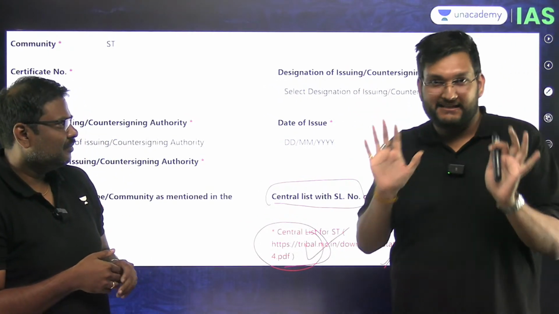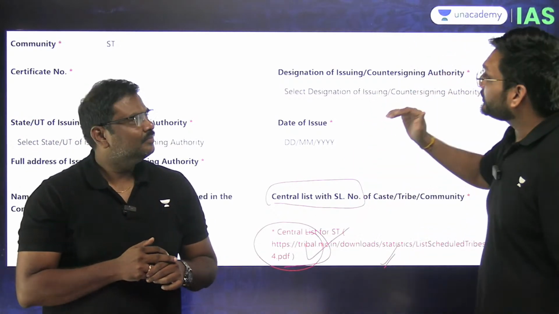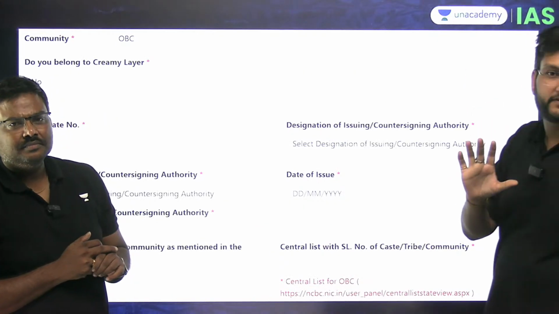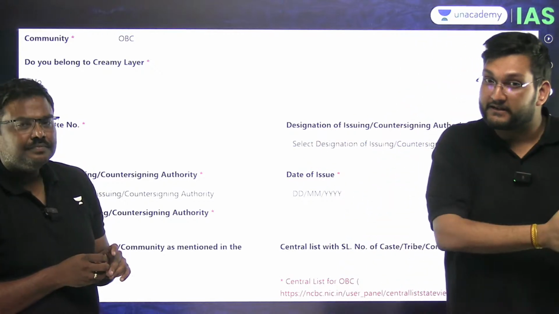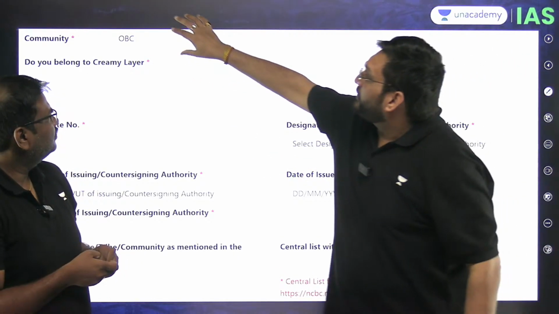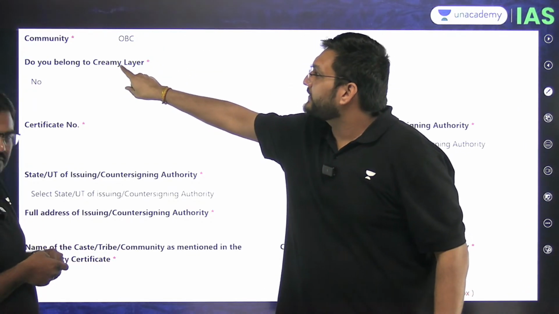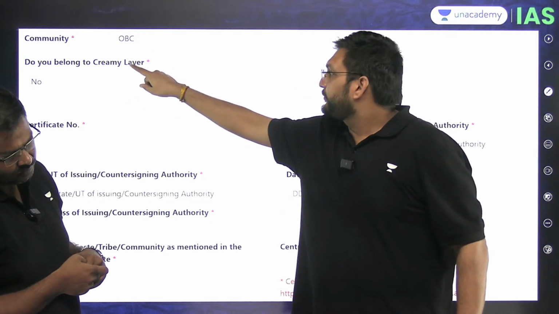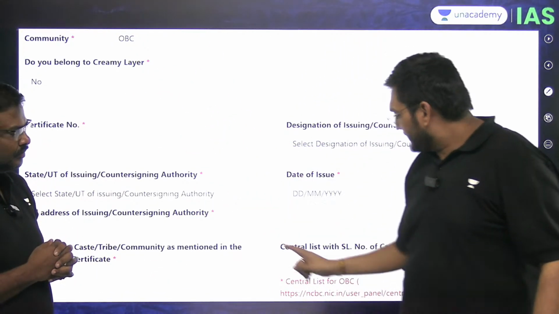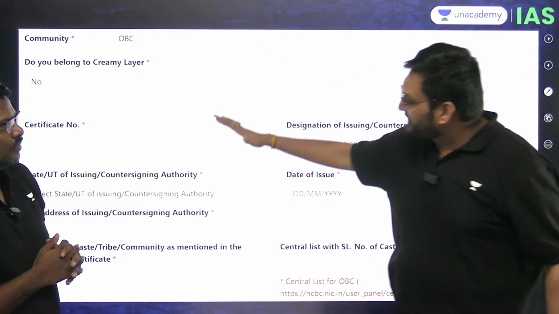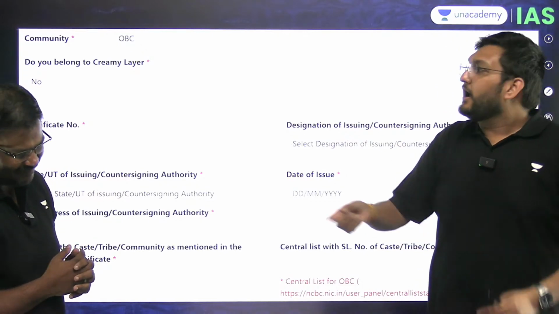SC, ST is easy. It's straightforward because there's no state and central differentiation. The issues start with the OBC certification, because in OBC you have a state list which is different from the central list. Now, as soon as you click OBC, you will get an option: do you belong to creamy layer or not? If you put yes, as it is, these options will not come other than this one, because all of this is going to become redundant, because once you are in creamy layer, you are basically general.